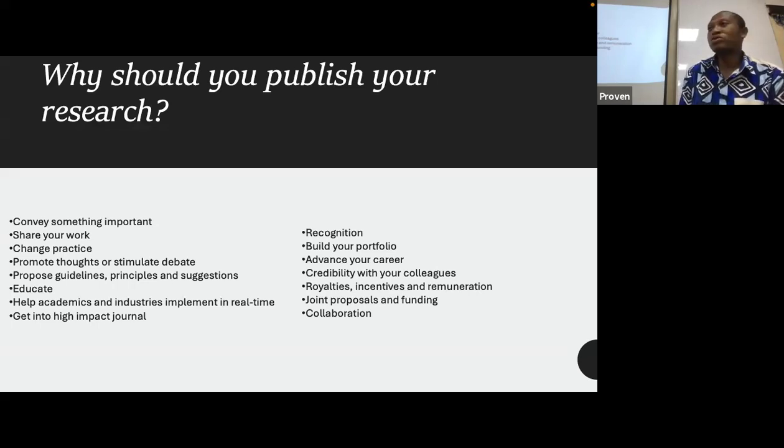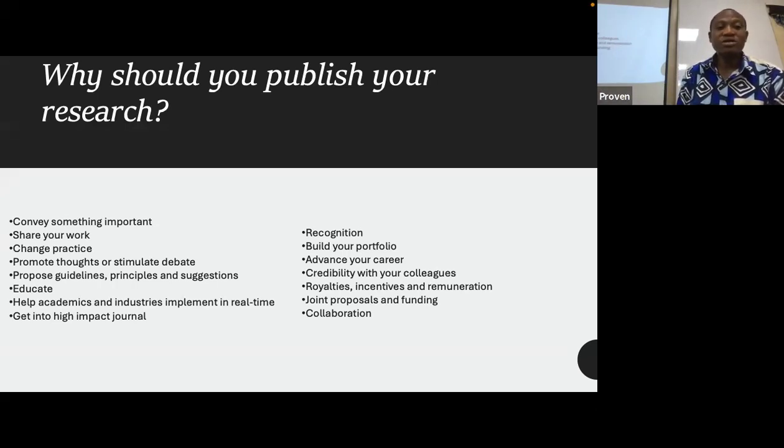Another one is you want to share your work with many others so that they know what you are doing. Or maybe it's a point for you to change your research area. Maybe you are working in biology, you want to now get into chemistry, so you need to publish something in that field so that it becomes a stepping stone for you to get there.